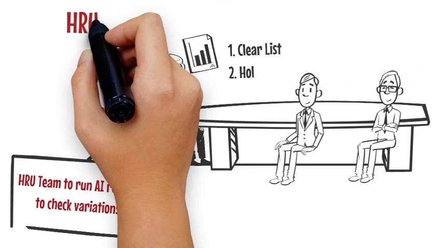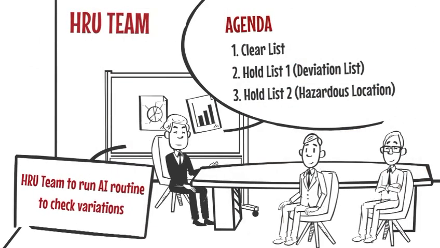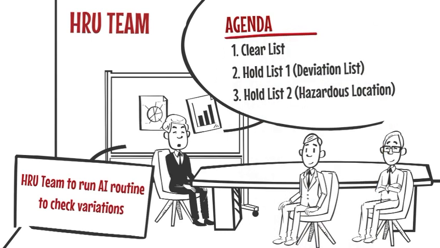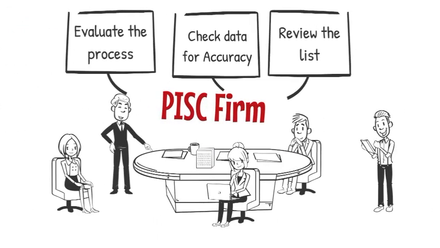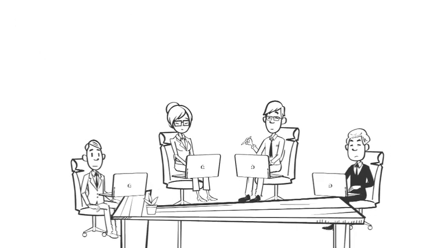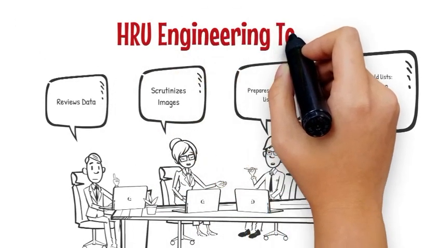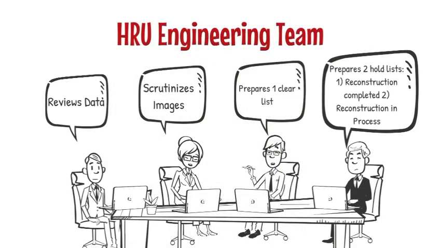The HRU team will then run an AI routine to check deviations, and 3 lists will be developed: a clear list, a hold list with deviations, and a hold list with beneficiaries residing in hazardous locations. Meanwhile, the PISC firm will evaluate the validation process, check data for accuracy and review the list. The HRU engineering team will review the list, scrutinize images, and prepare 3 lists.